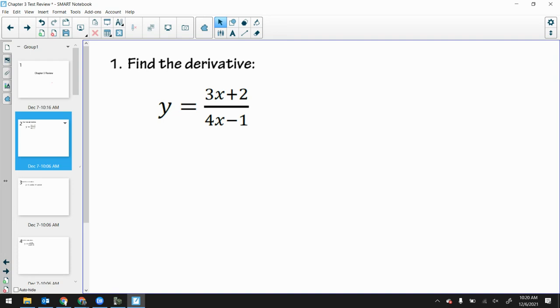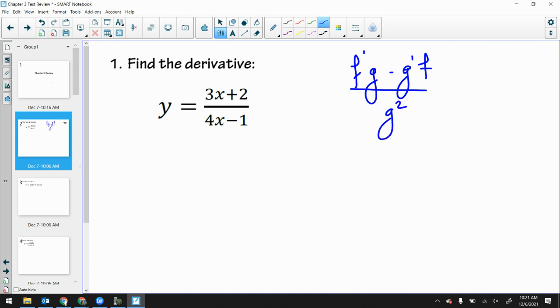Yeah, you got to remember that this is going to go all the way back to the very beginning of chapter 3. So for this one here, this is basic quotient rule, right? So in this case, remembering what the quotient rule is, that's f prime g minus g prime f all over g squared. And again, I am okay if you do not square the bottom. If you just leave the bottom as it is, that is completely fine with me. Here's what I mean by that.